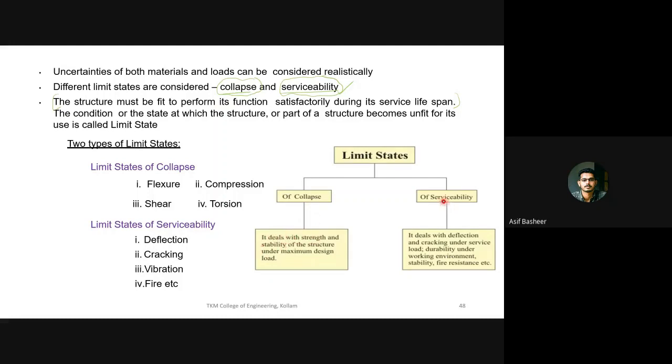But in the case of serviceability, the name itself says serviceable. It deals with the deflection and cracking under service loads, durability under working environment, stability, fire resistance, etc. If it reaches the limit of serviceability, there is a chance for the section to be redesigned, or retrofitting of the structure is possible even after reaching its serviceability.